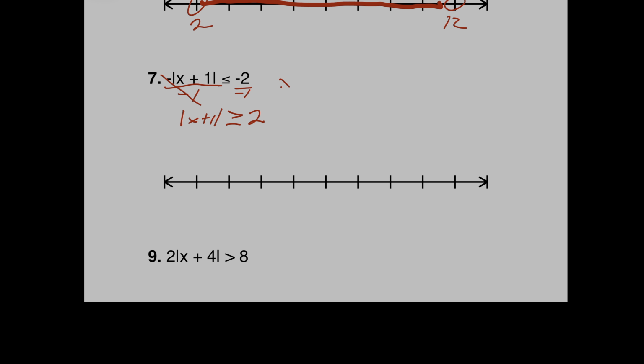So now that I have that, I'm going to write x plus 1 is greater than or equal to 2. And then I'm going to write x plus 1 is less than or equal to -2. That is the big setup. That is the big idea of this section. Okay?